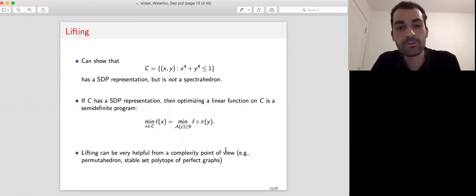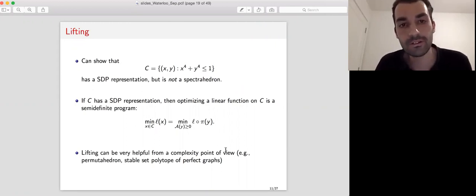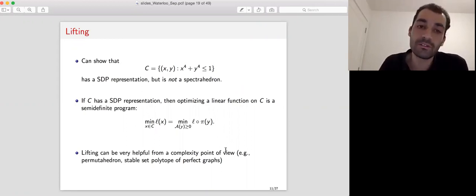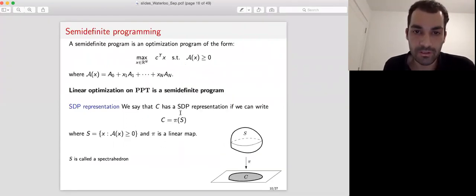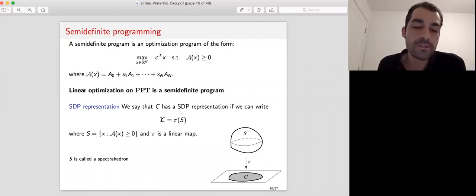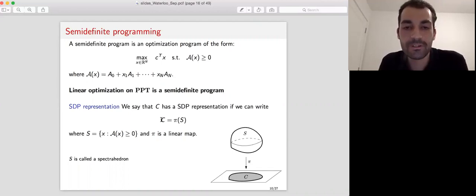Okay, but I will not go into the detail here because in this section I'm mostly interested in the existential question. So the question of which convex sets. This is really my definition of SDP representation. It's a very natural definition of SDP representation if we care about semi-definite programming. I mean, which optimization problems can I formulate as semi-definite programming?